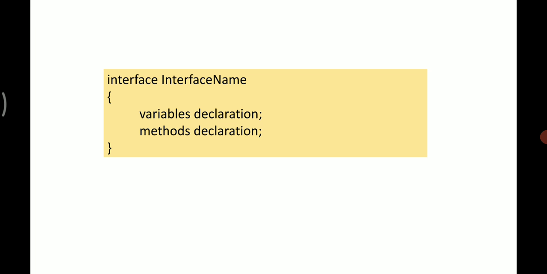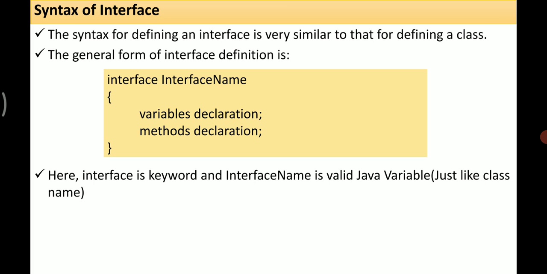Next we'll see the syntax for defining interface. The syntax for defining an interface is very similar to that of defining a class. How we define a class, the same way we define an interface. So the general form of interface definition is: interface, interface name, opening braces, variable declaration, semicolon, then methods declaration, semicolon, closing braces.